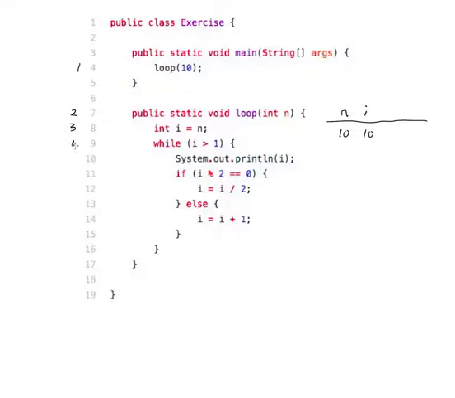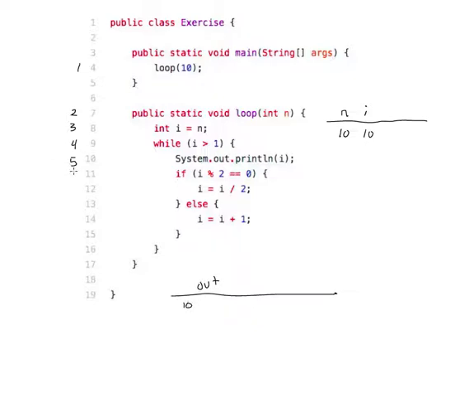Now I hit the while loop, and it looks like 10 is greater than 1, so I do go down here and I print out i. So maybe I'll make myself a place for output. So it looks like I'm going to print out a 10.